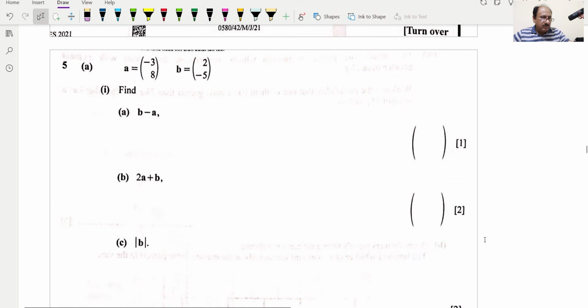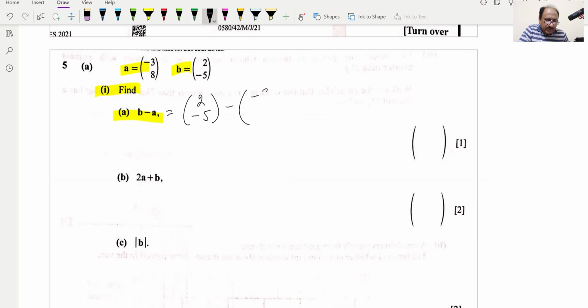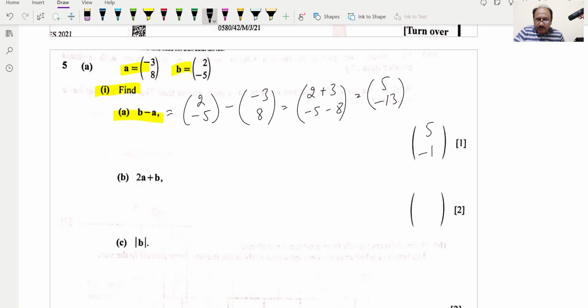Now this is question number 5. Question number 5 says A is provided, B is also given, find B minus A. So we will be writing B over here, 2 and minus 5, and minus A is minus 3 and 8, and we can write it as 2 minus 3 will be plus 3, and minus 5 and minus 8, and this will result in 5 and minus 13, and this will be our final answer over here.